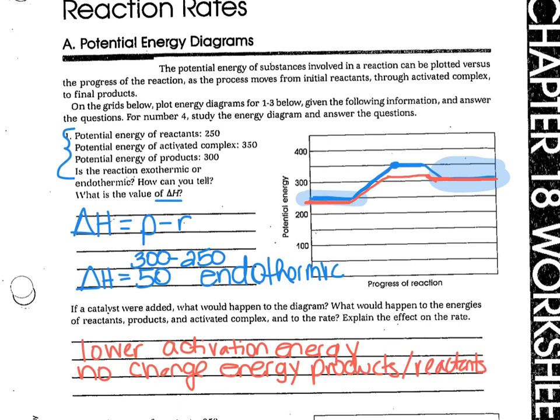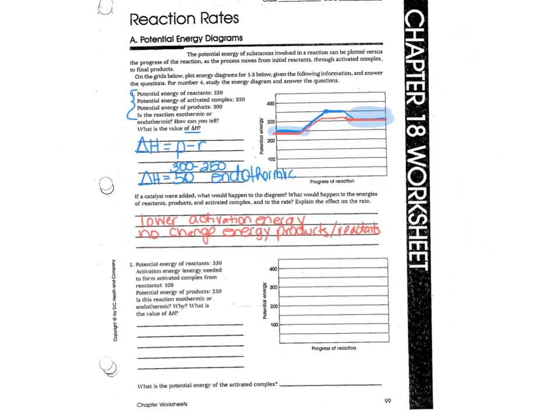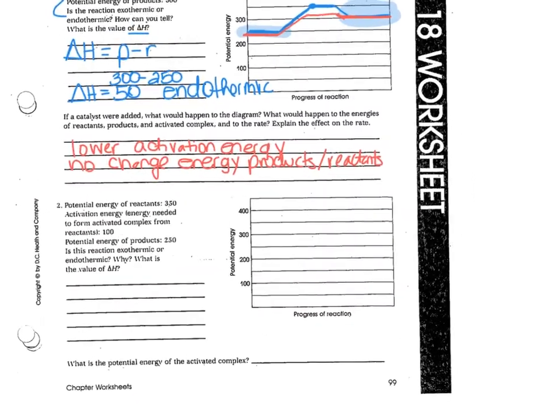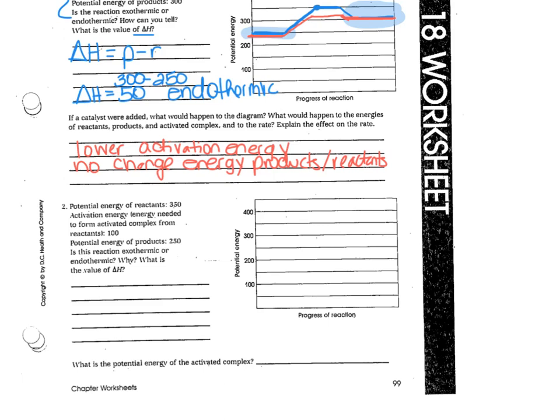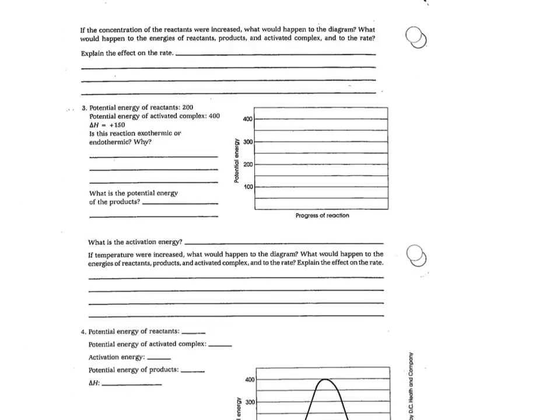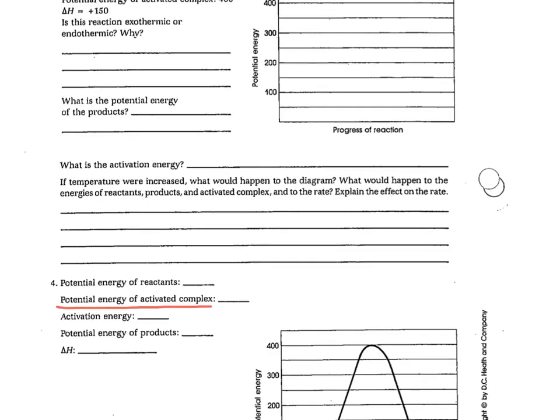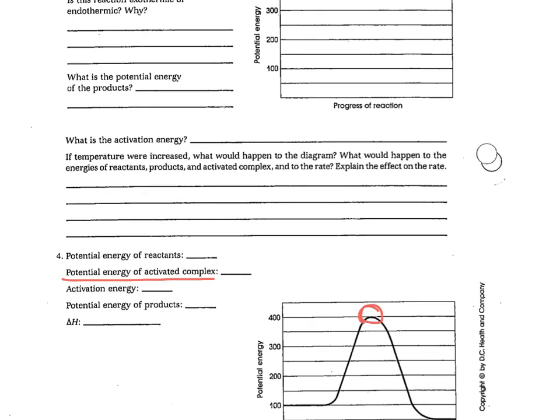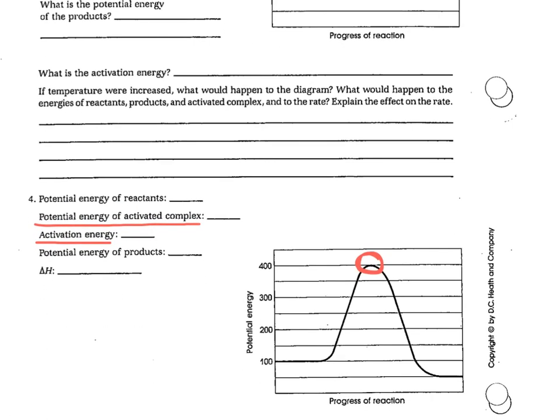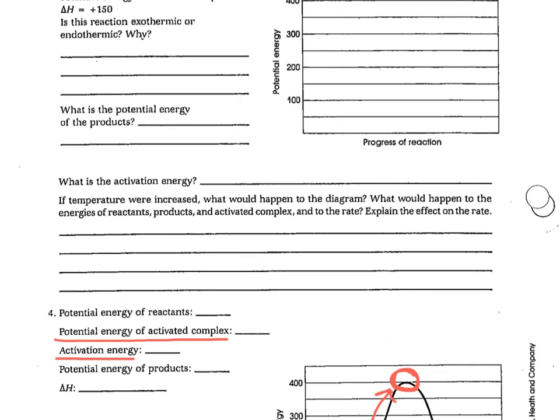Go ahead and try the other portion of this worksheet on your own. See if you can draw that one on your own and answer the questions. You should be able to do most of these on your own too. The one thing that I want to point out is that the potential energy of the activated complex is the energy that we have all the way up here. And then the activation energy is how much energy it takes to get from our reactants all the way up to the peak. So as you're working on that, pay attention to the wording.